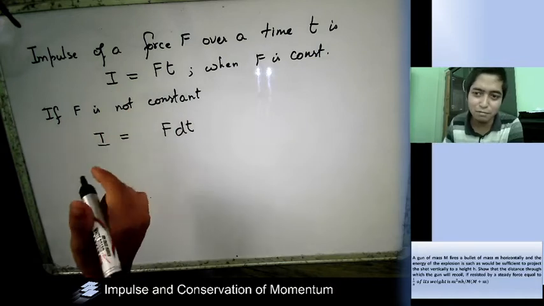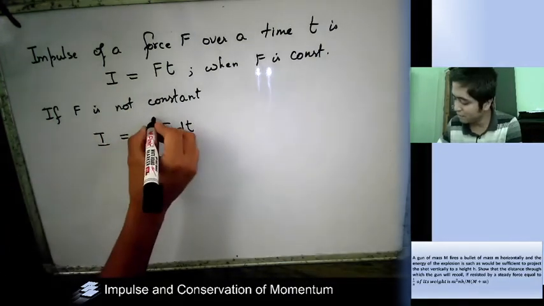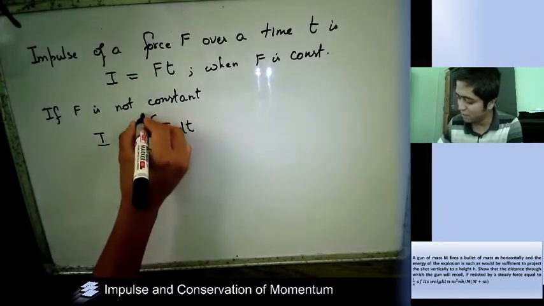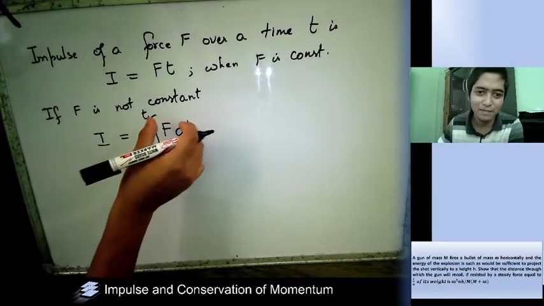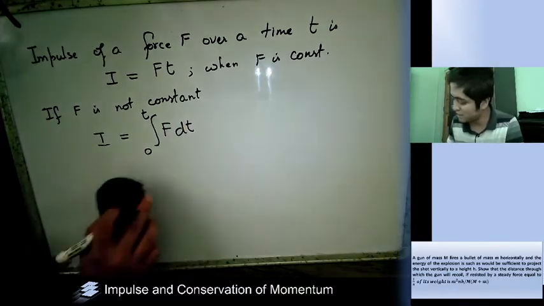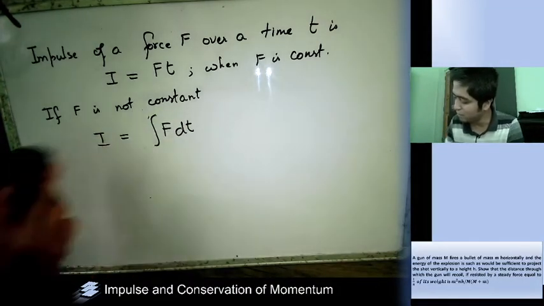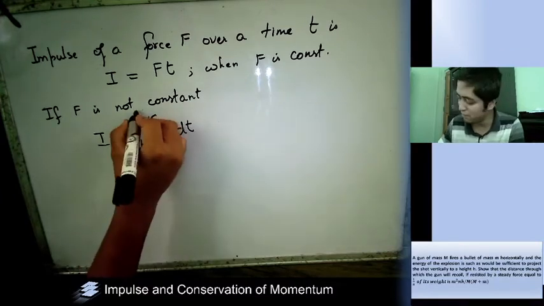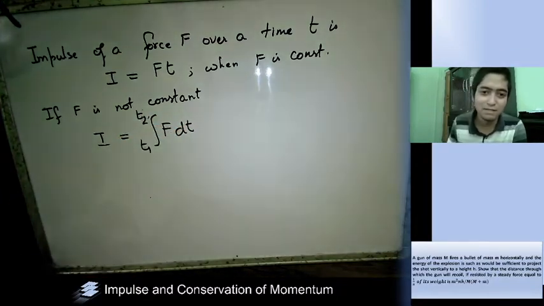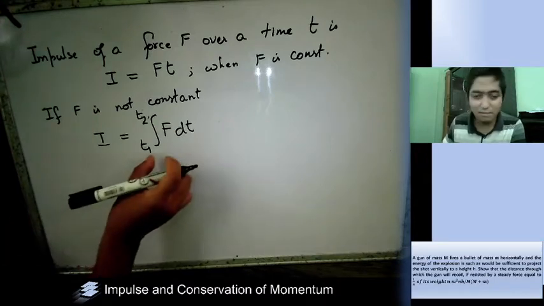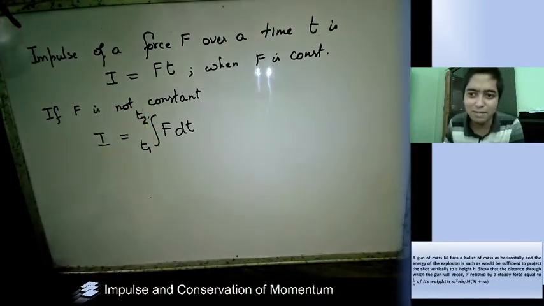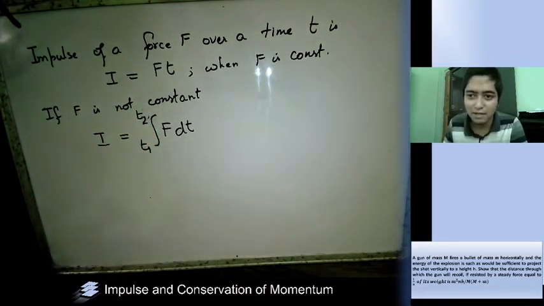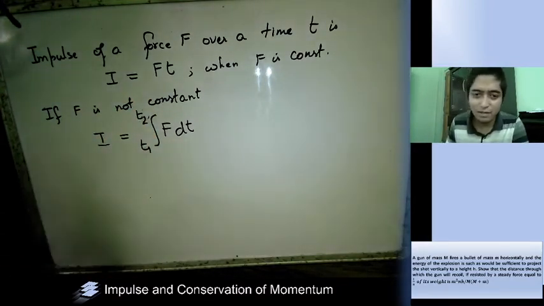But since we want it for a large amount of time, we will have to integrate within limits, from 0 to t if we want for a time t. Since we can measure the time from any interval t1 to t2, we can do this. We can simply write it as 0 to t also, it really doesn't matter, but we just need two limits for the time.